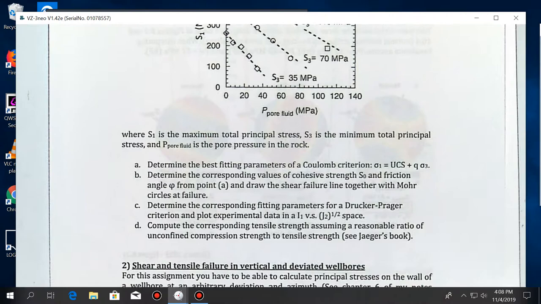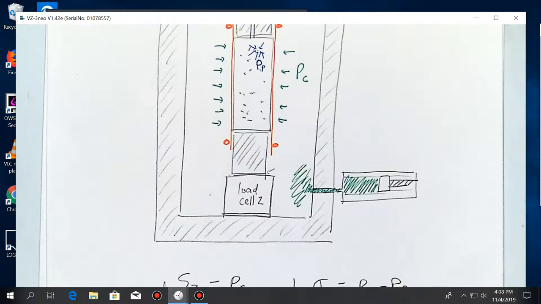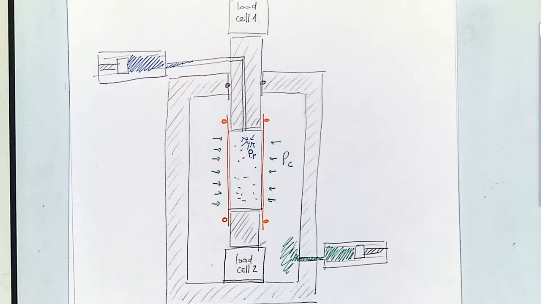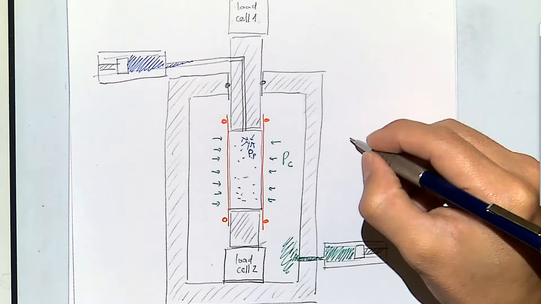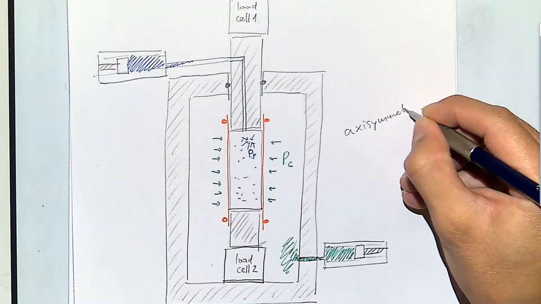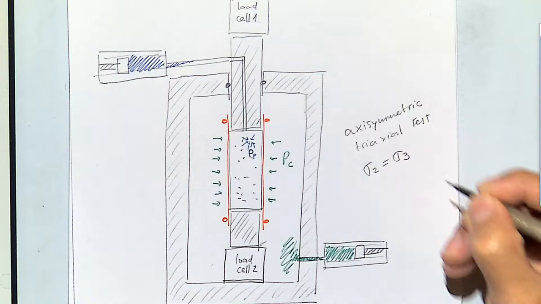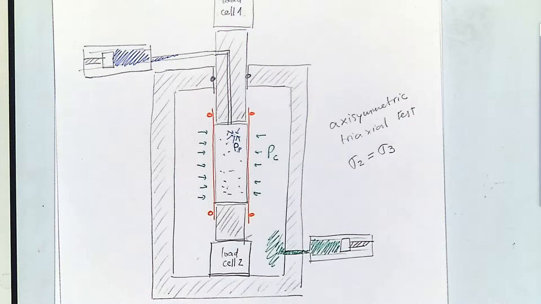Okay, one more thing I want to mention about Professor Zimmerman's talk is that in these experiments that we have right here, and I also gave you data for, these all are axisymmetric triaxial tests. And what that means is that the intermediate principal stress is equal to the least principal stress. In real rocks, in real environments, that's not going to be the case most of the time. Sigma 2 is going to be different than sigma 3.